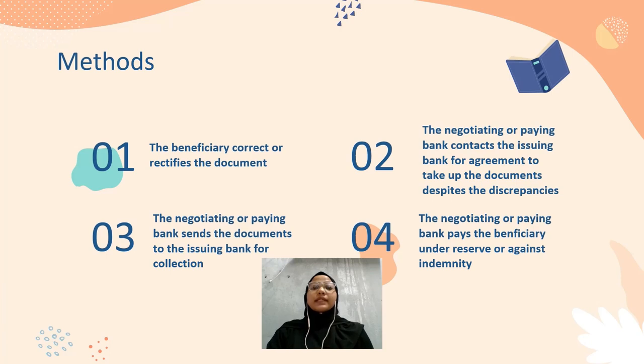For the second method, the negotiating bank contacts the issuing bank for agreement to take up the documents despite the discrepancies, which means the negotiating bank will contact the issuing bank for authority to accept the documents despite the discrepancies, and then the issuing bank will contact the applicant, listing out the discrepancies, for authority to accept the documents despite the discrepancies. The third method is the negotiating bank sends the documents to the issuing bank for collection.